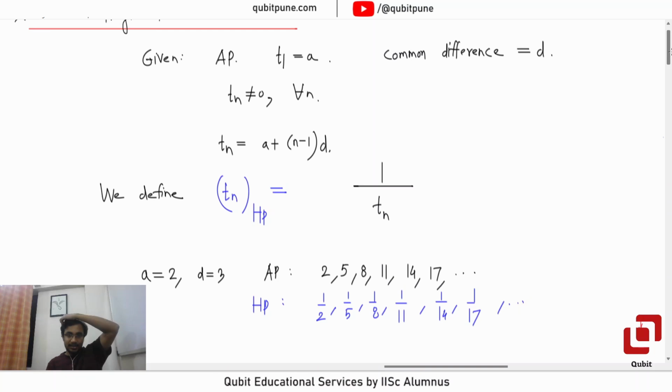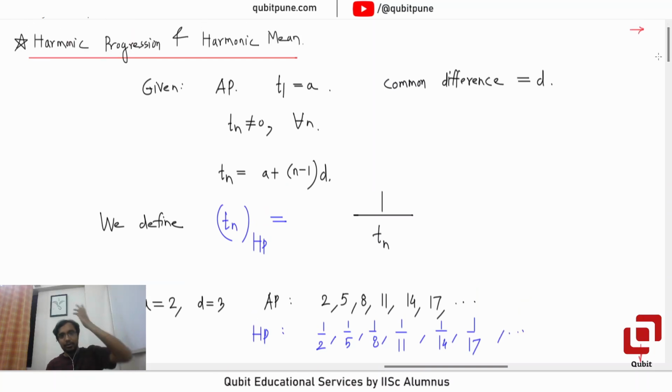So if the terms in an AP are there, then their reciprocals form a harmonic progression and vice versa. If we have terms in an HP, none of them is 0, we can take the reciprocals, then we are going to get an AP. Is this clear? Yes, sir.